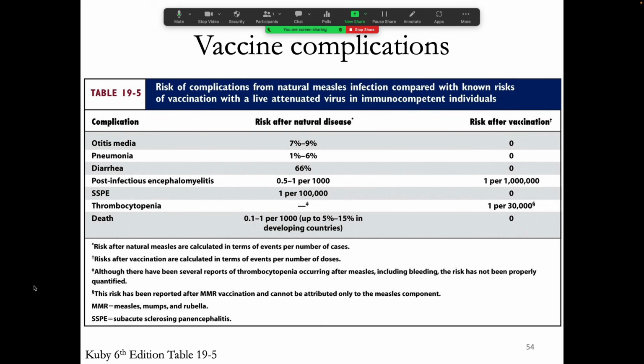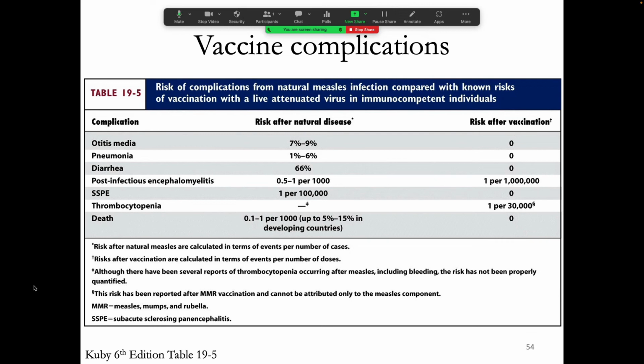So for example, 1 in a million people who get a measles vaccine get post-infectious encephalomyelitis. 1 in 30,000 people who get a measles vaccine get thrombocytopenia. And that is sad for them. I am not discounting that. However, if you actually get the measles, these are your likelihoods of getting the exact same complications. And so you can see in every case, you are more likely to have a problem if you have measles than if you have the measles vaccine.